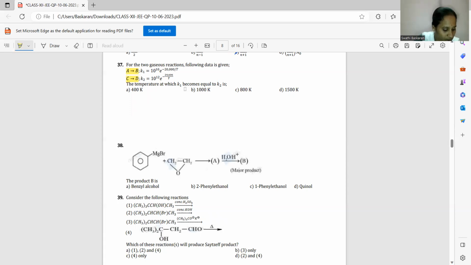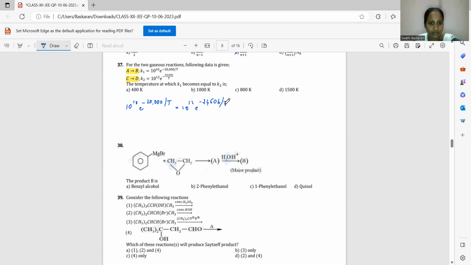Now, how do we do it? It is quite simple. We will be just equating both the Arrhenius equations, that is 10 power 10 e power minus 20,000 by T is equal to 10 power 12 e to the power minus 24,606 divided by T. Okay, so bringing the same terms on the same side.